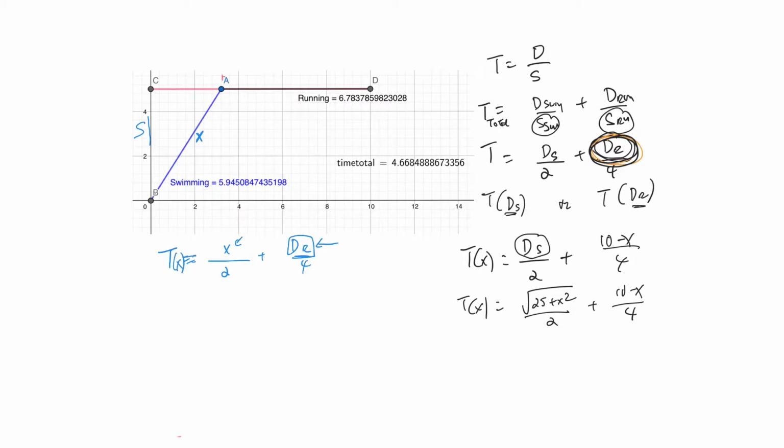So in this case, how is x related to your running distance? It is not directly, all right? x is actually directly connected to the pink line, and this pink line is going to be directly connected to 8 and D. In other words, we're going to be using Pythagorean theorem to solve for the pink line.